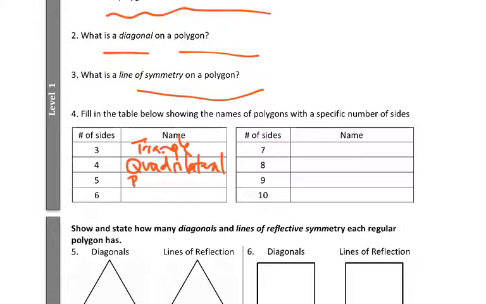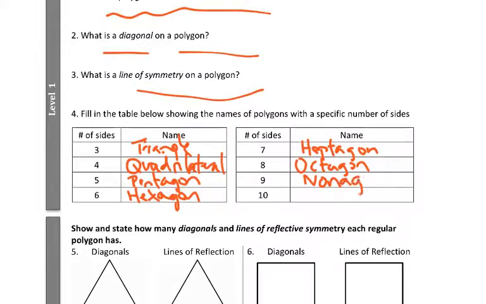And then a 5-sided thing is a pentagon. And then we have a hexagon. A 7-sided one, this is tricky for people, is called a heptagon. So it's kind of like hexagon, but heptagon. 8-sided is an octagon. 9-sided, this is kind of silly, is a nonagon. And a 10-sided is called a decagon.